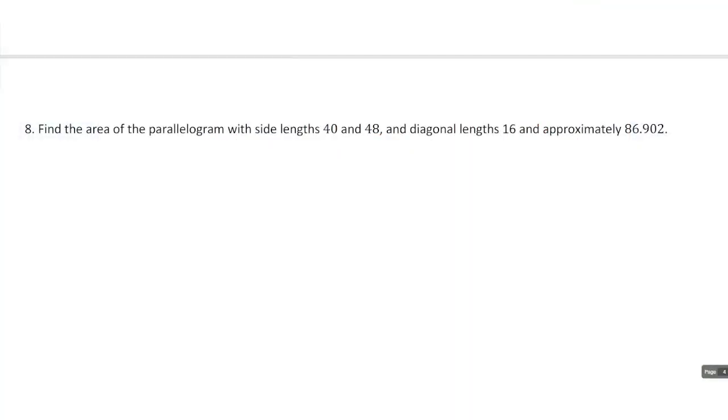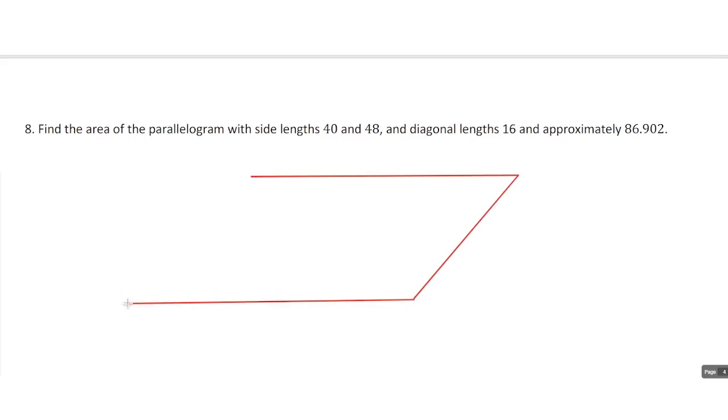Number 8 says find the area of a parallelogram with side lengths 40 and 48 and diagonal lengths 16 and approximately, we'll just call it 87. So here we have a parallelogram. I'm going to go ahead and sketch that out. And then we'll label all the sides. This is not going to be drawn to scale, so don't bring your ruler up to the screen. But yeah, so here's an approximation of the parallelogram.